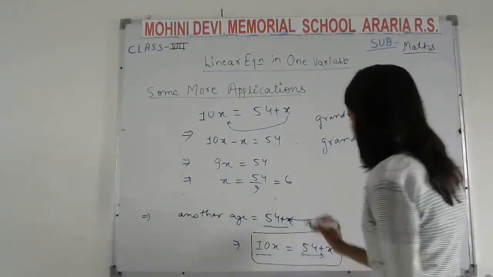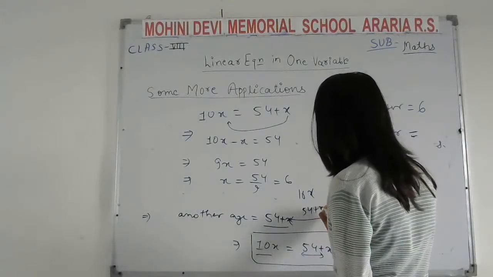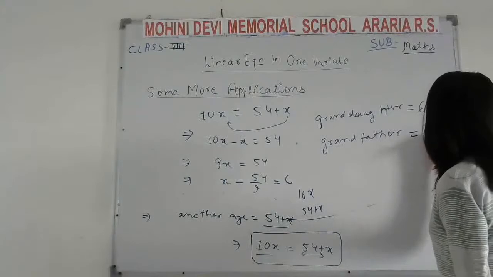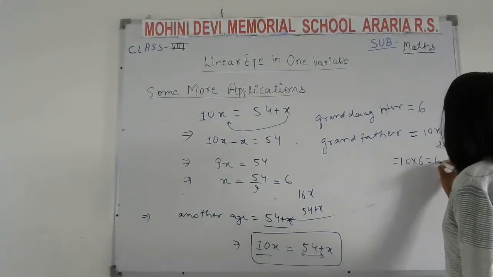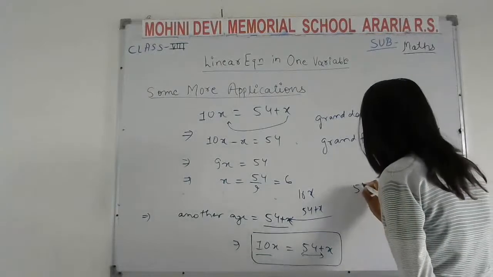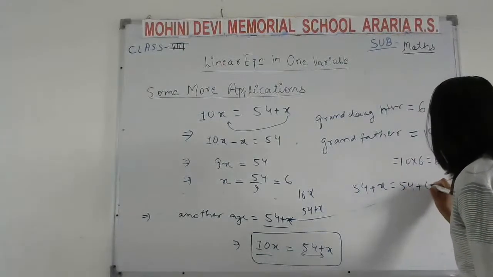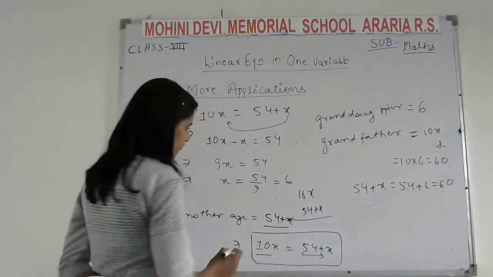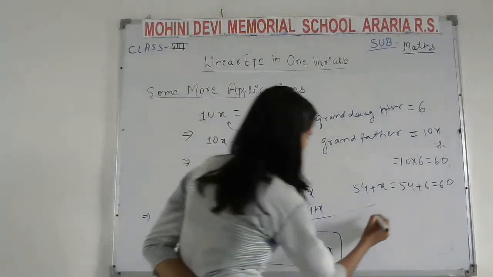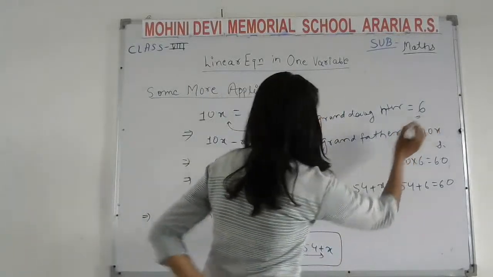either you can calculate from 10x or you can calculate from 54 plus x. So if we take 10x, then it would be 10 into 6 is equal to 60. If we take 54 plus x, it would be 54 plus 6, that is 60. So in both cases, the grandfather's age will be the same and it is equal to 60. And the granddaughter was 6 years old.